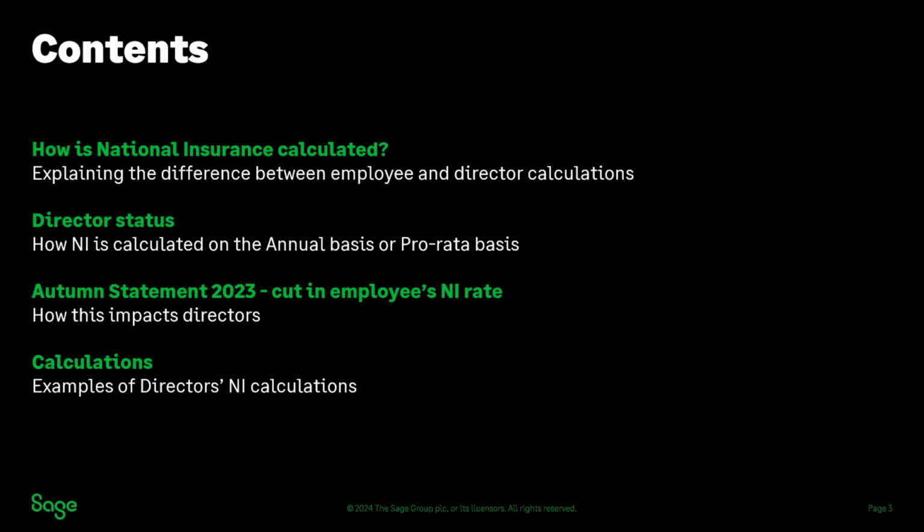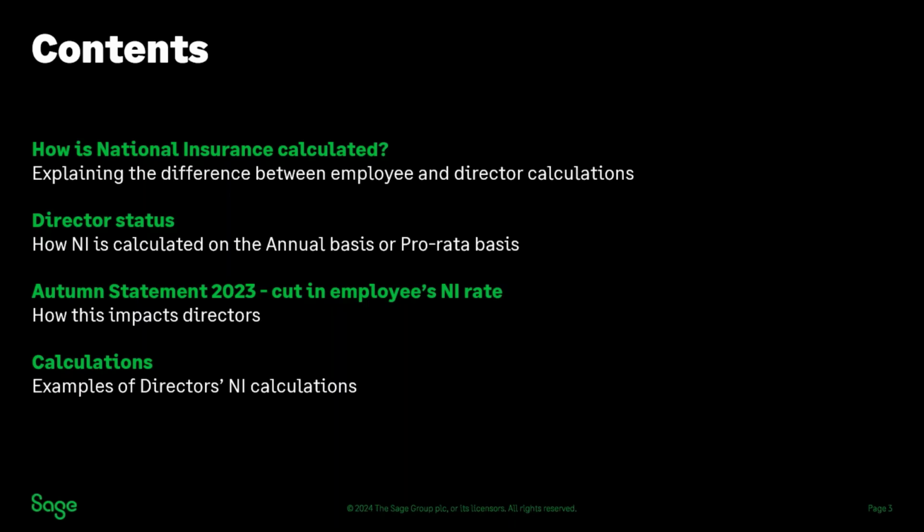We're then going to cover the cut in employees' national insurance rate that was announced in the autumn statement last year and how that change to NI legislation impacts directors. And then we're going to finish the demo with some examples of directors' NI calculations, showing you how it works in the program and also running through the numbers of how we get to the end result. We then should have some time at the end to continue answering any of your questions, let you know about the further support, and all in all, it should take around 30 to 45 minutes.